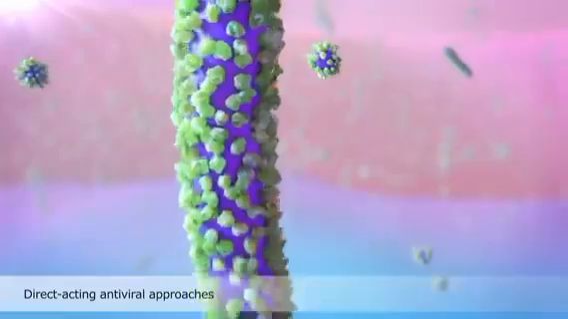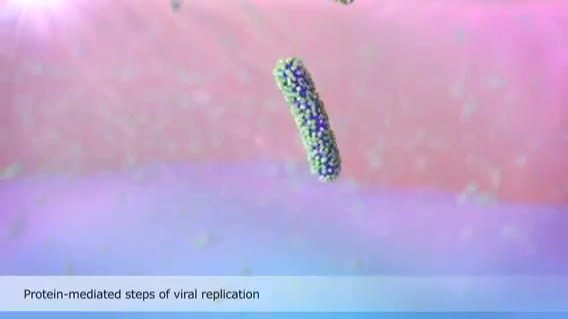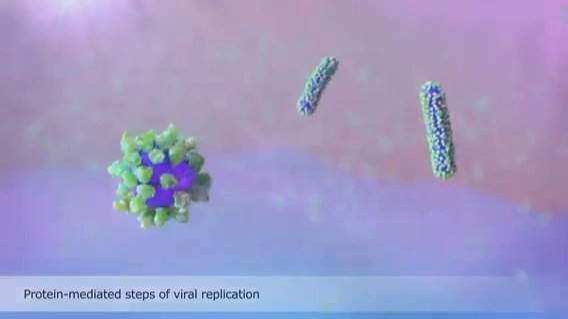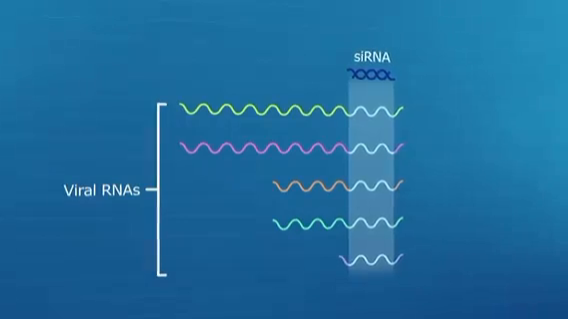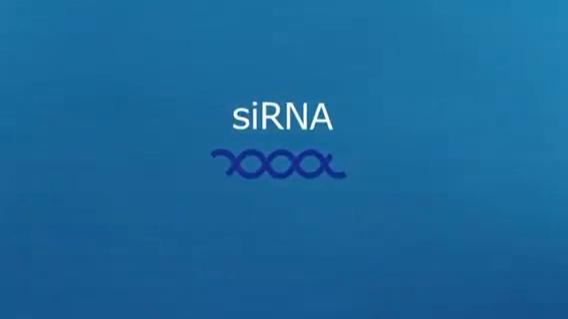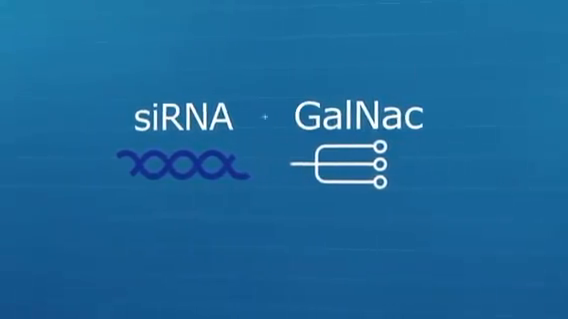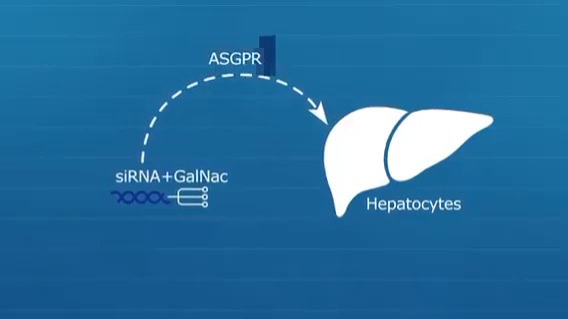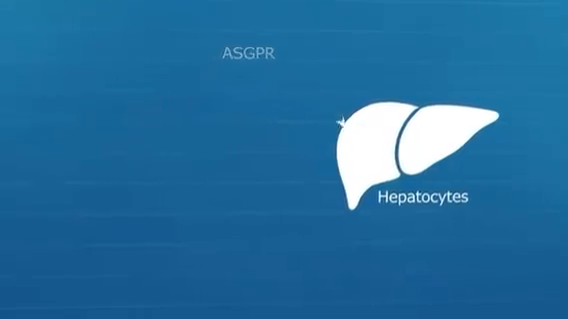Some direct-acting antiviral approaches to treating chronic hepatitis B infection specifically target certain protein-mediated steps of viral replication, interfering with the production of complete virions. Scientists are currently also investigating approaches that use small interfering RNA, siRNA, complementary to the viral RNAs to achieve their degradation. An siRNA trigger consists of two RNA strands that can be conjugated to N-acetylgalactosamine, GalNAc, which ensures selective delivery of triggers to hepatocytes via the asialoglycoprotein receptor, ASGPR. siRNAs can be administered subcutaneously.